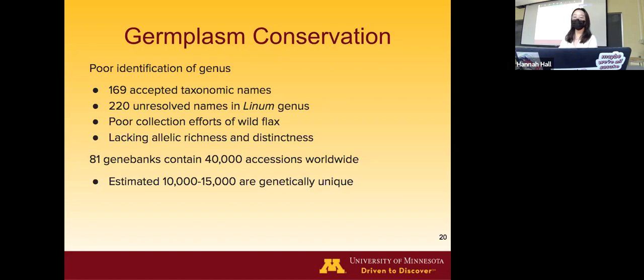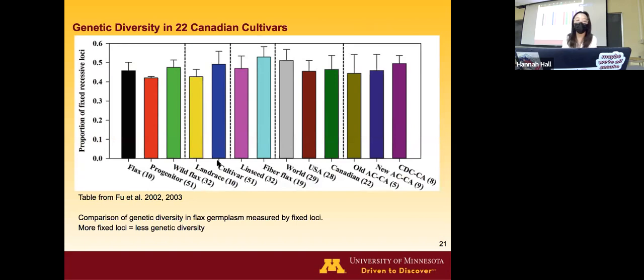This is an analysis of the genetic diversity of 22 Canadian cultivars. It compares the genetic diversity of germplasm from the Canadian collection by fixed loci. The greater the percentage of fixed loci, the less genetically diverse that cultivar is considered. As you can see, a lot of them are lacking some genetic diversity and have quite a few fixed loci.